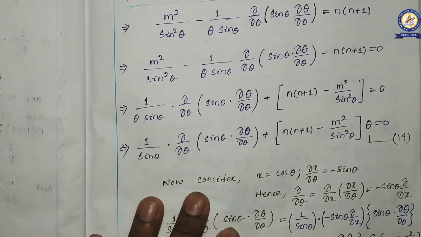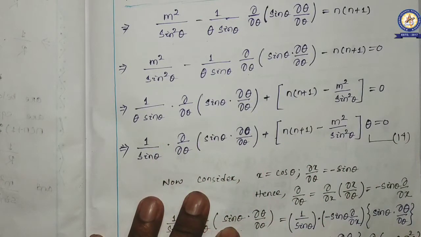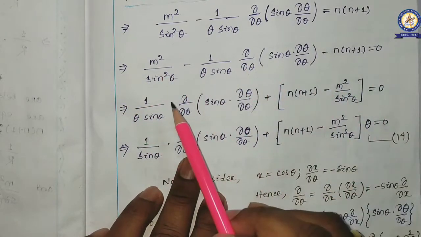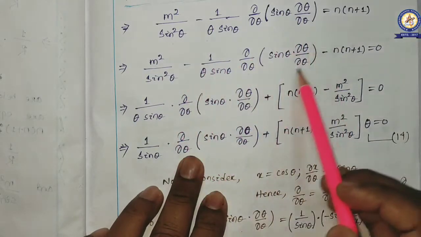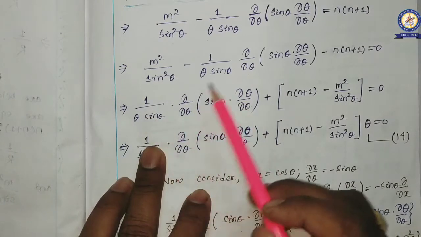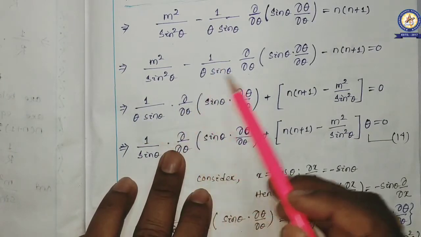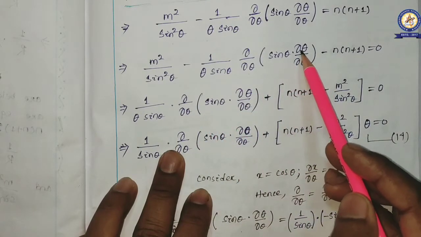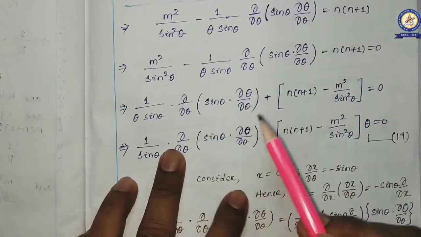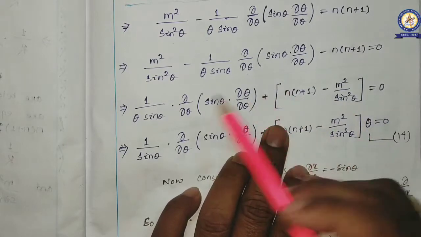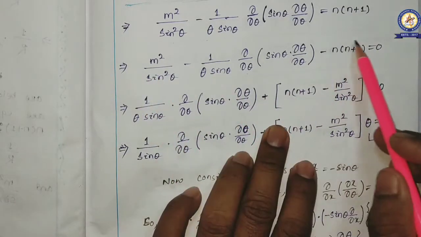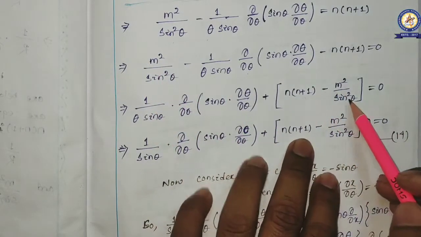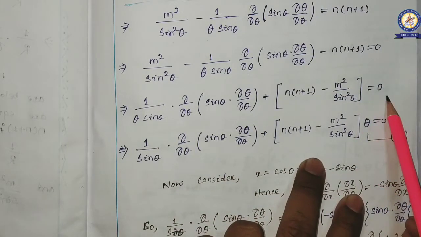Now you can see that I multiplied minus with each term, so this term will be plus. So written first, that is 1 by capital theta into sine theta into del by del theta of sine theta into del by del theta of capital theta, plus, whenever I multiply minus, this term will be plus, so n into n plus 1, and this term will be minus m square by sine square theta equal to 0, right?